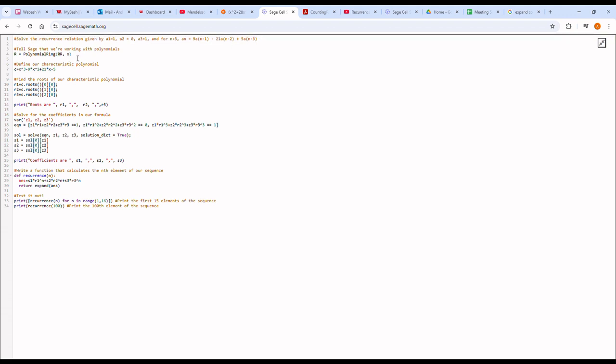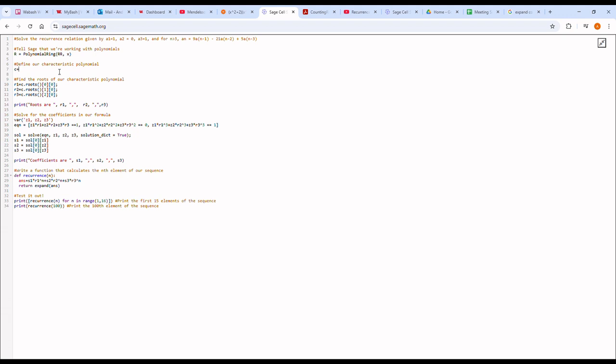And first, since we're going to be working with polynomials, I need to tell Sage, hey, I'm working with polynomials. The way that I do that is by writing r equals polynomial ring rr comma x. And that just tells it I'm writing polynomials in the variable x. And the next thing we need to do is define our characteristic polynomial.